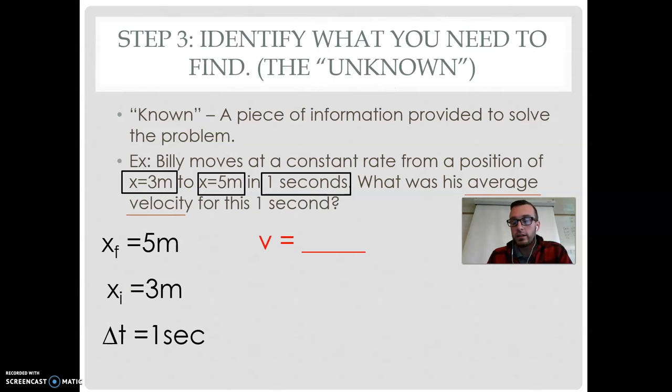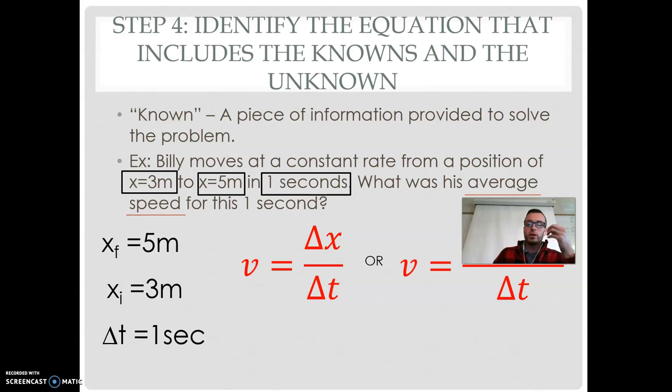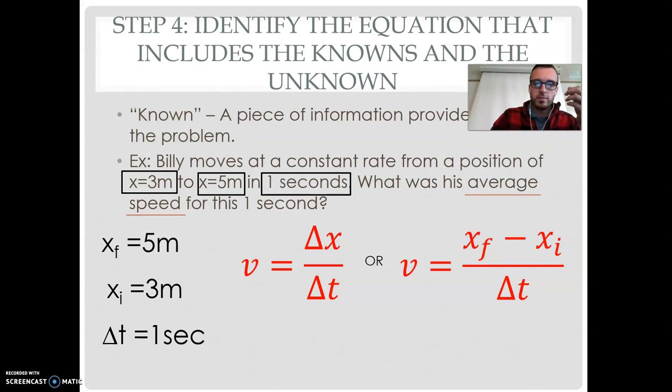Identify what you need to find. So write that in your notes there. Step 3, identify what you need to find. What we need to find here for this one is the average velocity. So now that I have my list of knowns, and I know that I'm trying to find velocity, all I have to do is take all these known information pieces, and find an equation that has all that stuff and velocity in the same equation. All right, and when you go to your equation sheet, you'll find these two. This is step 4, identify the equation that includes the knowns and the unknowns.